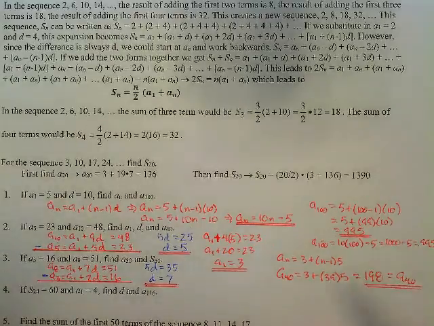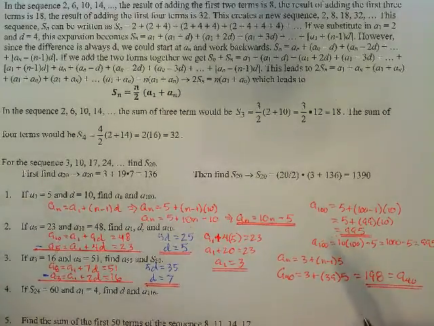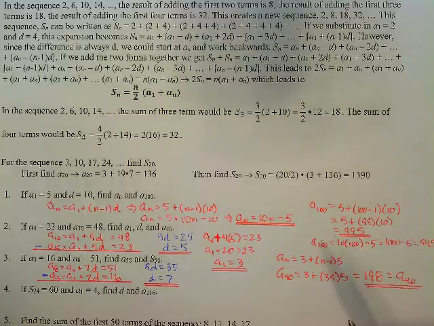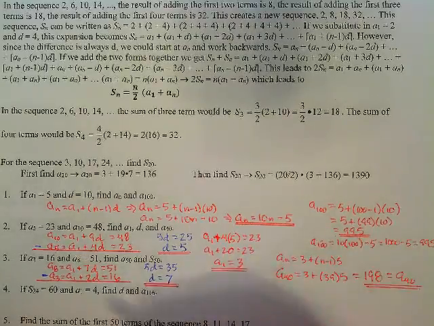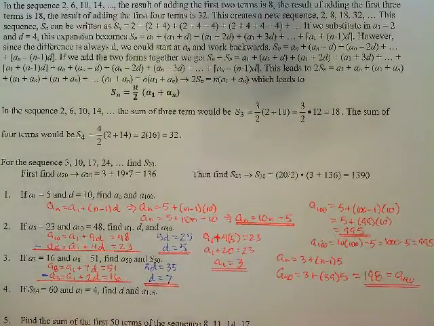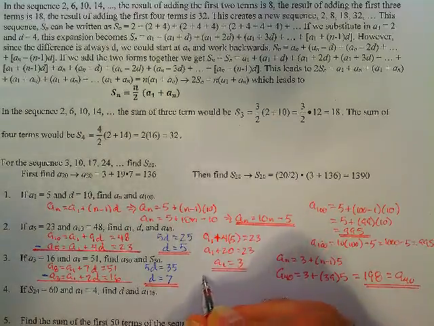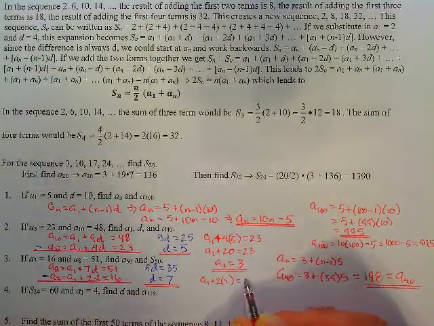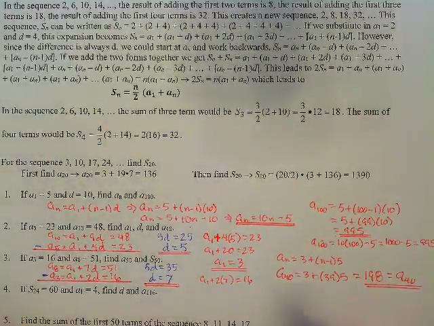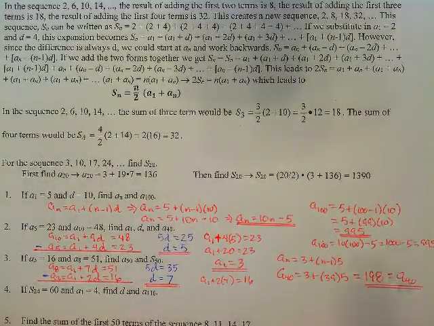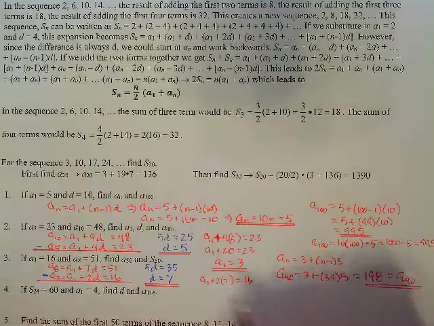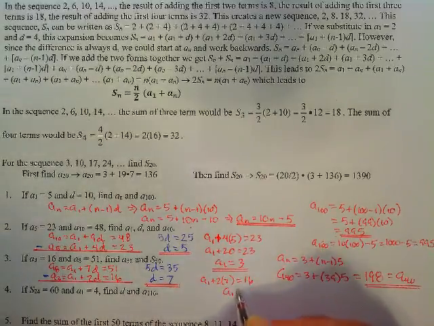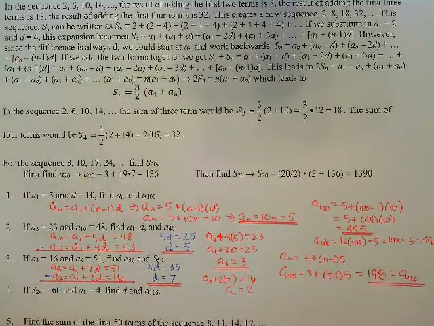Now that I have that, I'm going to come back in and find out what the A1 is. I'm going to use the second equation for that. So A1 plus 2 times 7 equals 16. Well, 2 times 7 is 14. A1 plus 14 equals 16. So that's going to give me A1 is 2.